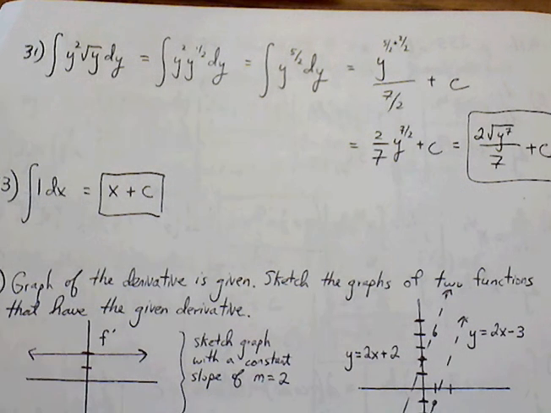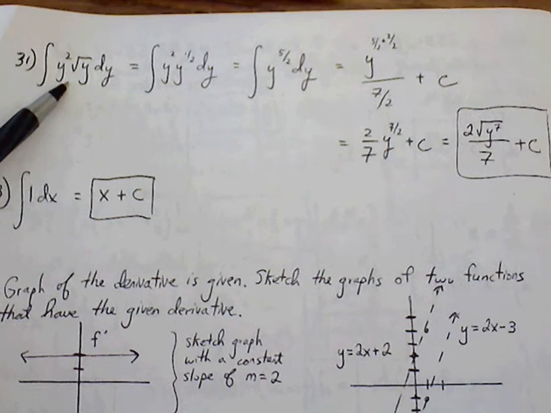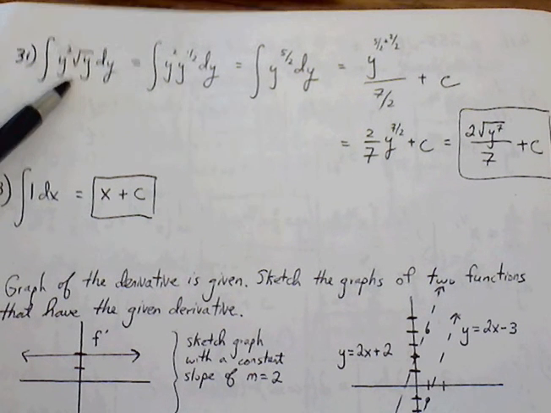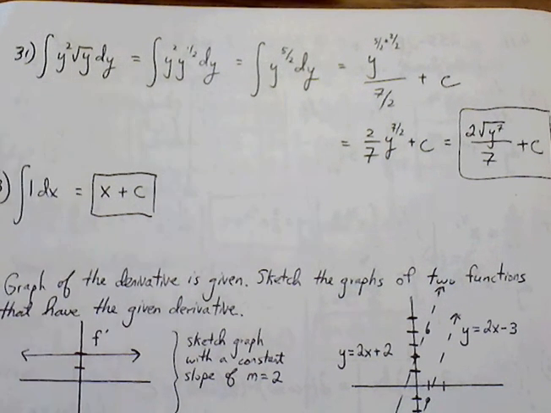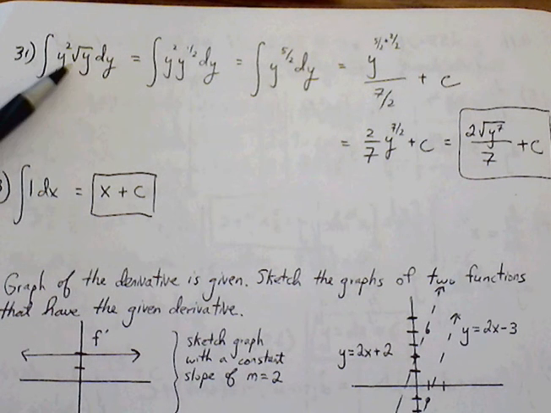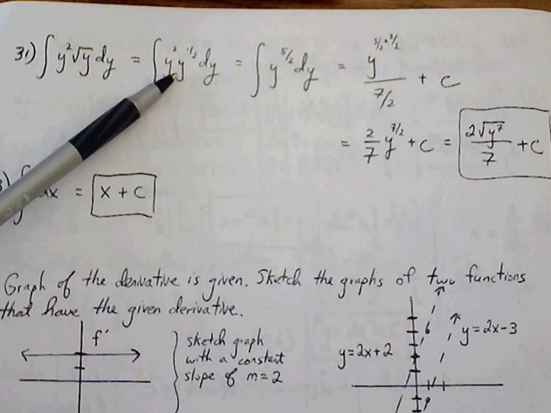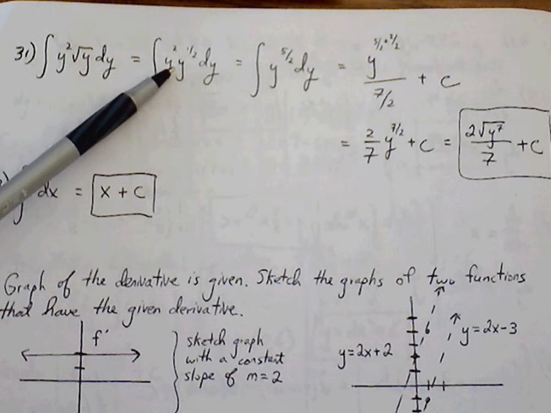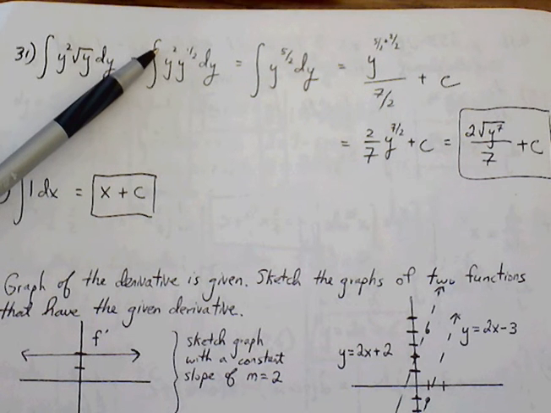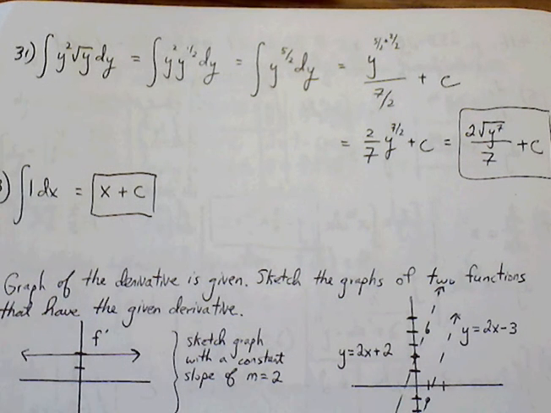Okay. 31, we want to combine these y's together so that we can apply the power rule. So I have to first rewrite the square root of y as y to the 1/2. Next, we see that if we want to multiply like bases, I can add exponents. So 2 plus 1/2 is the same thing as 4/2 plus 1/2, which is 5/2.